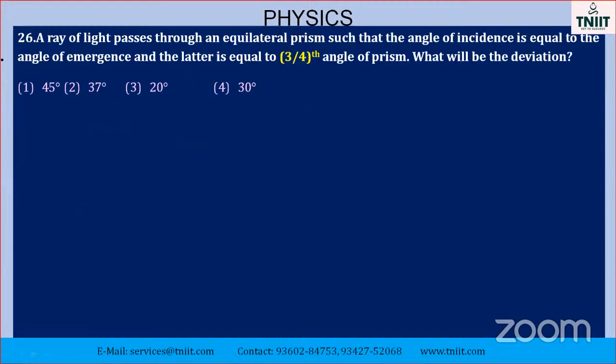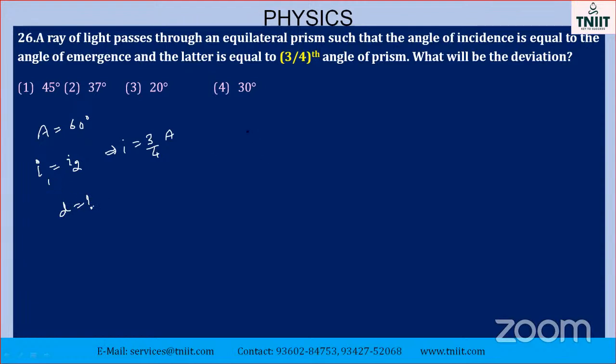A ray of light passes through an equilateral prism. Equilateral prism means 60 degree. The angle of incidence is equal to the angle of emergence, I1 is equal to I2, and it is equal to 3 by 4th of the angle of the prism. Now what will be the deviation? They are asking D.